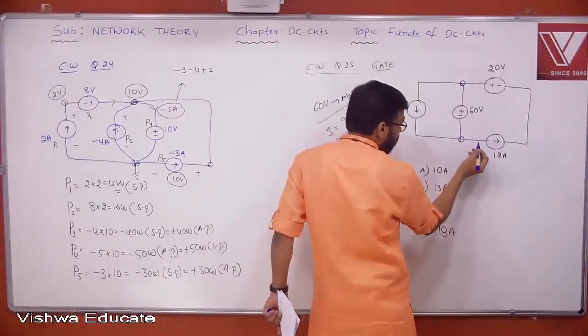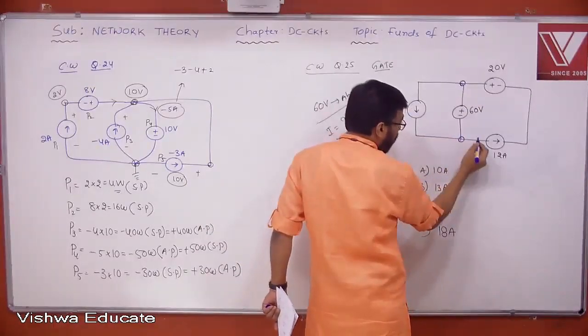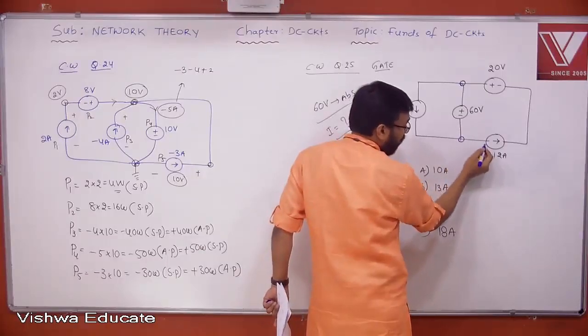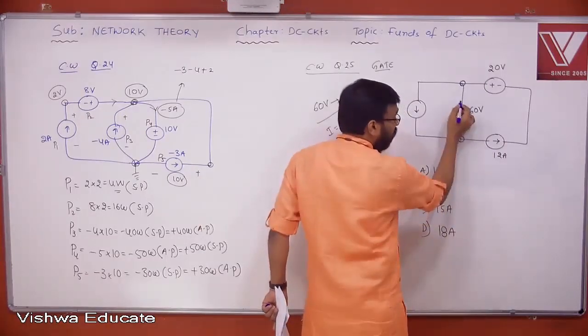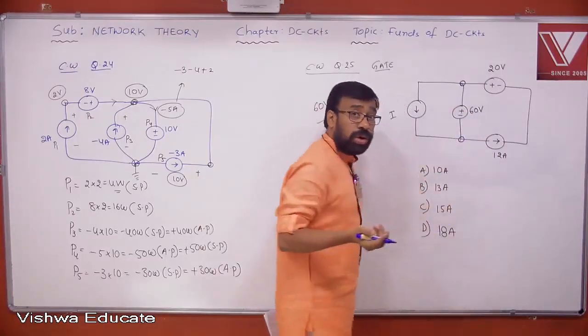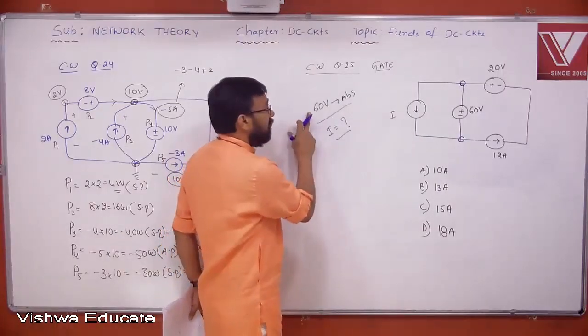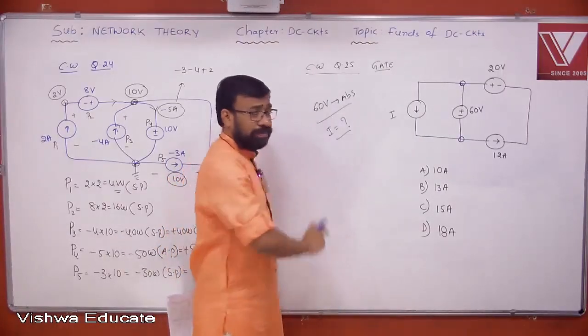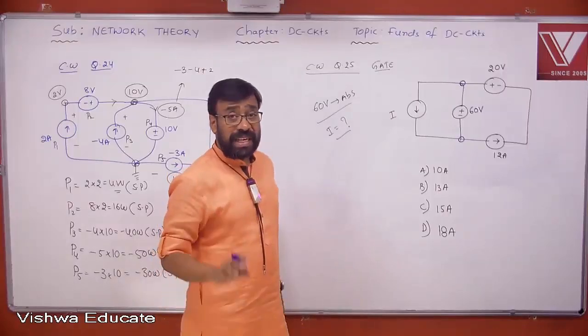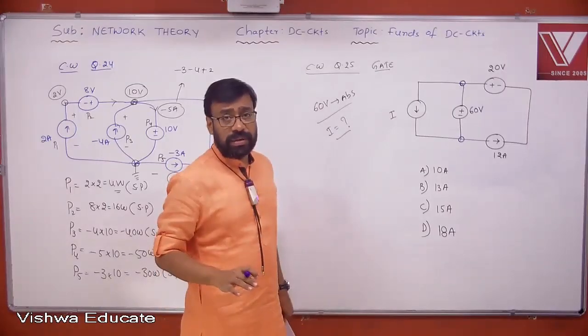To know the current here, you must know the current here as well as here. You already know the current here, yes or no? But do you know what is the current flowing here? You do not know that, right? But already he is saying that the 60-volt source is absorbing the power. What is the data given? The 60-volt source is absorbing the power.